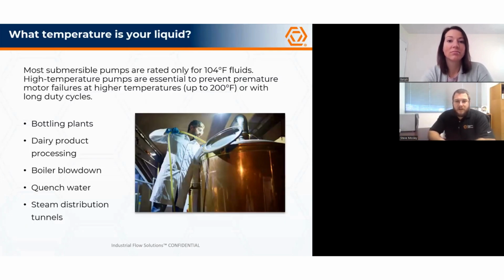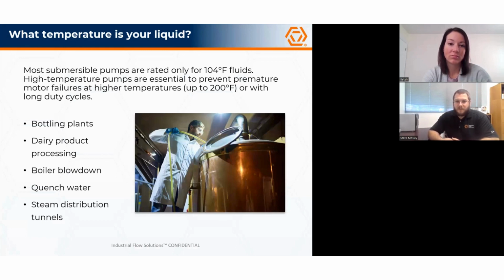Lastly, we need to check what the temperature of the fluid is. In the past, many submersible pumps were only rated for liquids up to 104 degrees Fahrenheit, leaving them unsuitable for applications which included higher temperature liquids. However, the advent of high temperature submersible pumps, which can handle liquids up to 200 degrees Fahrenheit, has opened up many of these applications for upgrades to submersible pump designs.